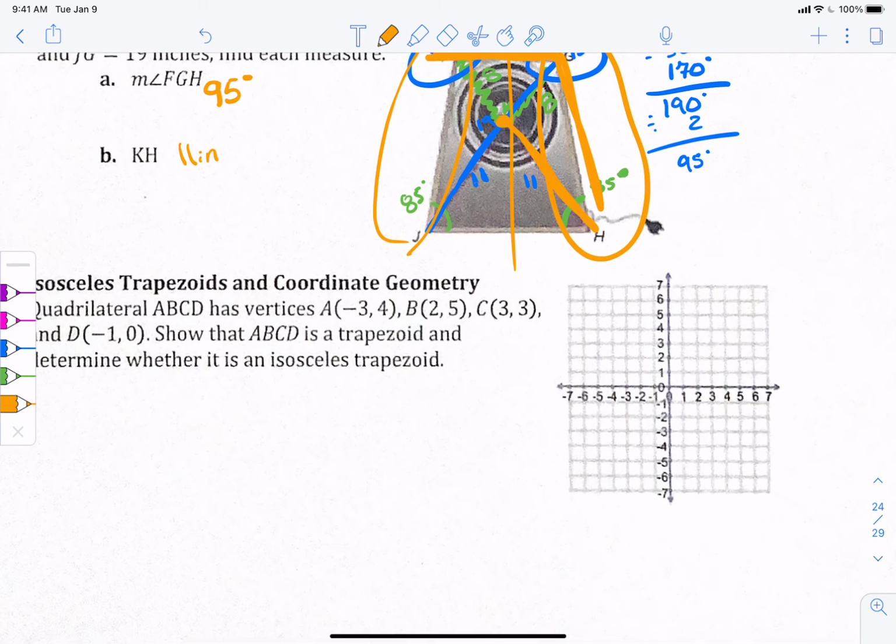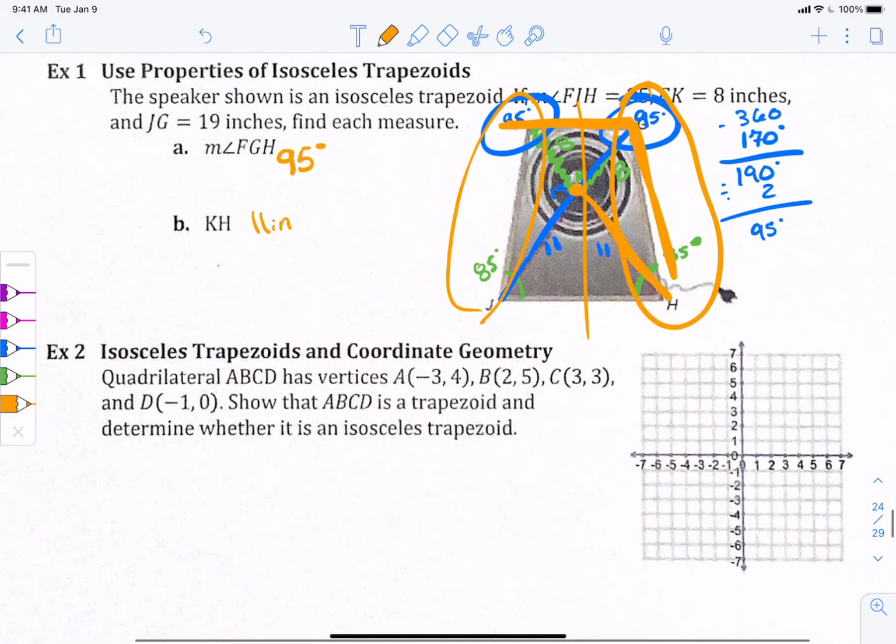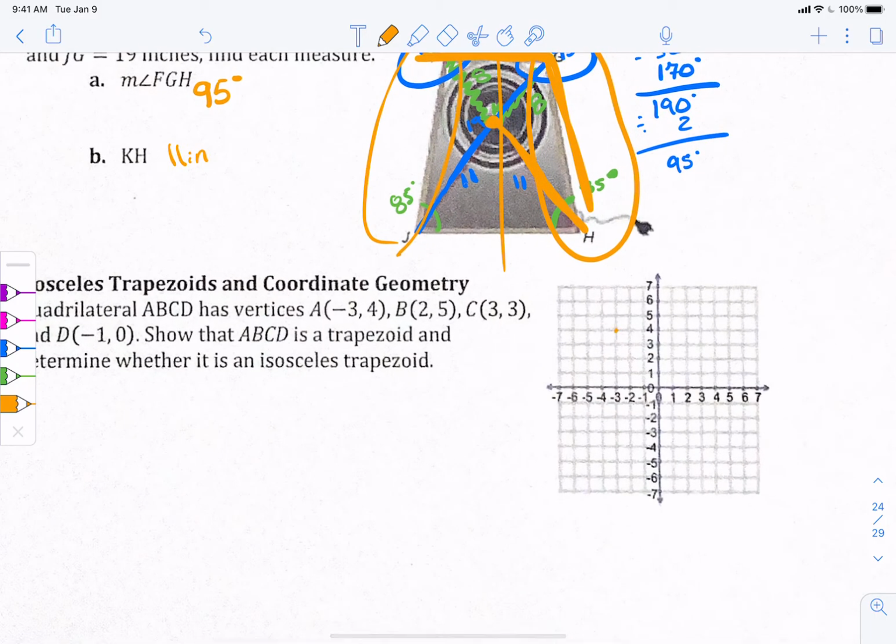All right, let's graph these points. Go. Oh, you want us to graph them? Yep. Hold on. Grab them on here. -3, 4. Give me a minute.